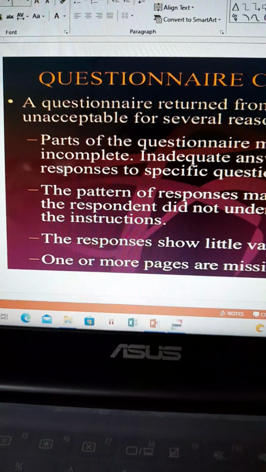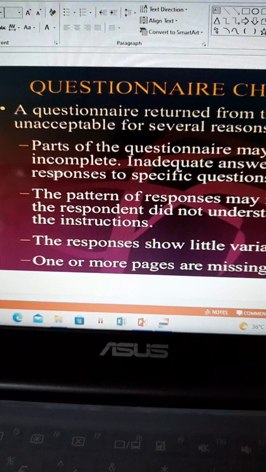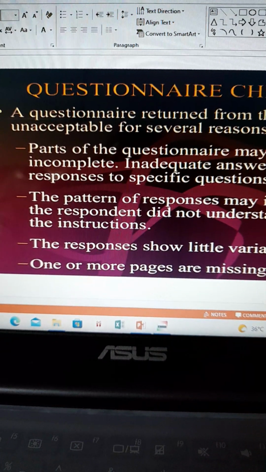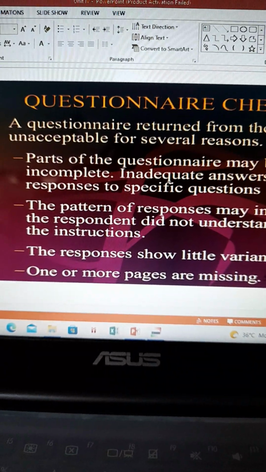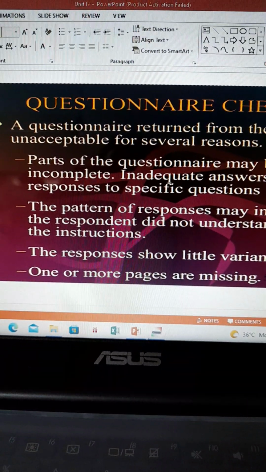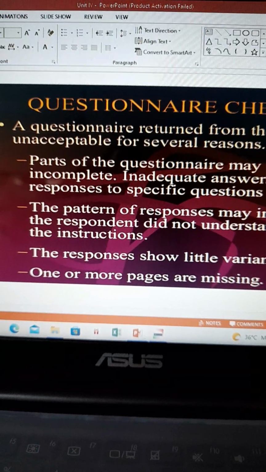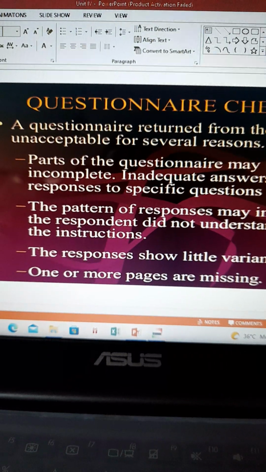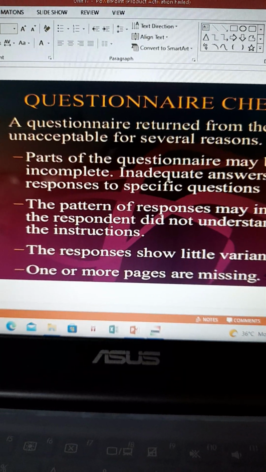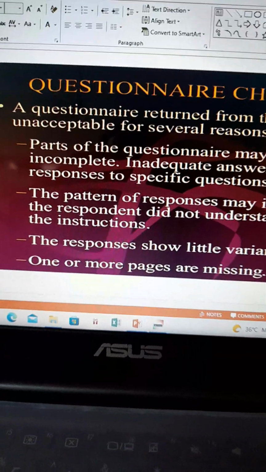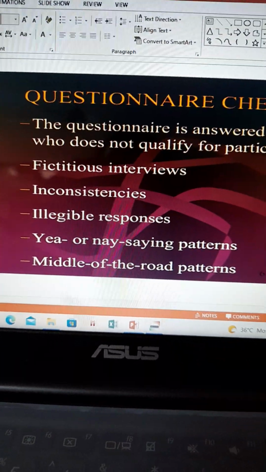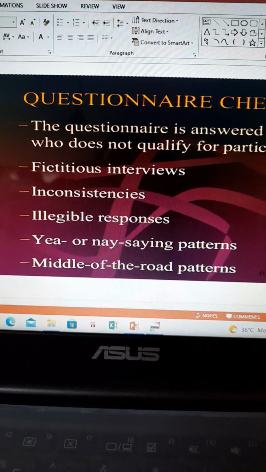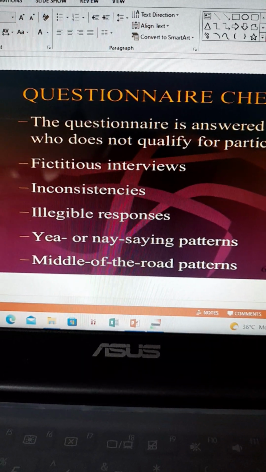Now we'll discuss questionnaire checking. A questionnaire returned from the field may be unacceptable for several reasons. Parts of the questionnaire may be incomplete, with inadequate answers or no responses to specific questions. The pattern of responses may indicate that the respondent did not understand or follow the instructions. The responses show little variance. One or more pages are missing. The questionnaire is answered by someone who does not qualify for participation. Fictitious interviews are being done. Inconsistencies are there.